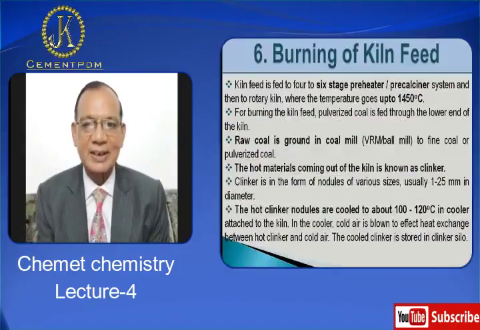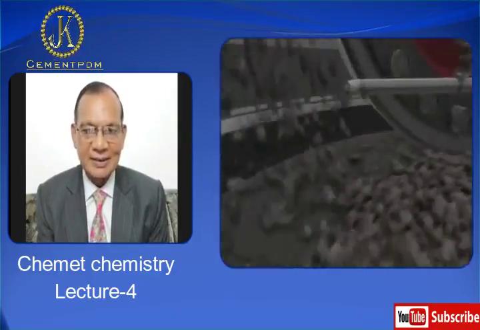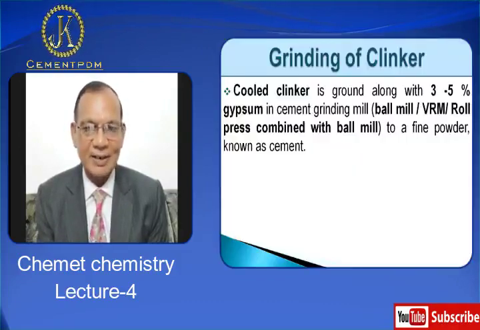Next step is grinding of clinker. Cooled clinker is ground along with 3 to 5% of gypsum in cement grinding mill. Again, cement grinding mill could be ball mill, it could be VRM, vertical roller mill, or it could be roll press in combination with ball mill. So roll press, ball mill in combi mode. So cement could be ground either in ball mill or VRM or roll press ball mill combination. And it is ground to a fine powder, which is known as cement.